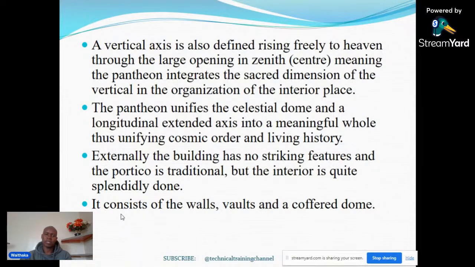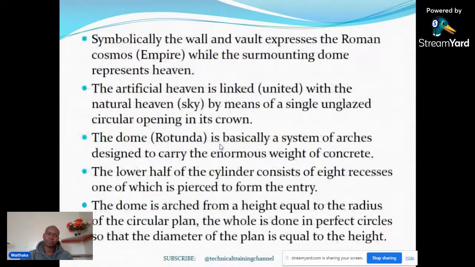Another point is it consists of the walls, vaults, and a coffered dome. So we have the circular sanctuary, we have the dome, and we have the vaults that support the dome. Then we are saying that symbolically the walls and vaults express the Roman cosmos, that is the empire, while the surmounting dome represents the heaven. And this is just a conceptual aspect where the walls would represent the Roman Empire and the dome would represent the heaven.